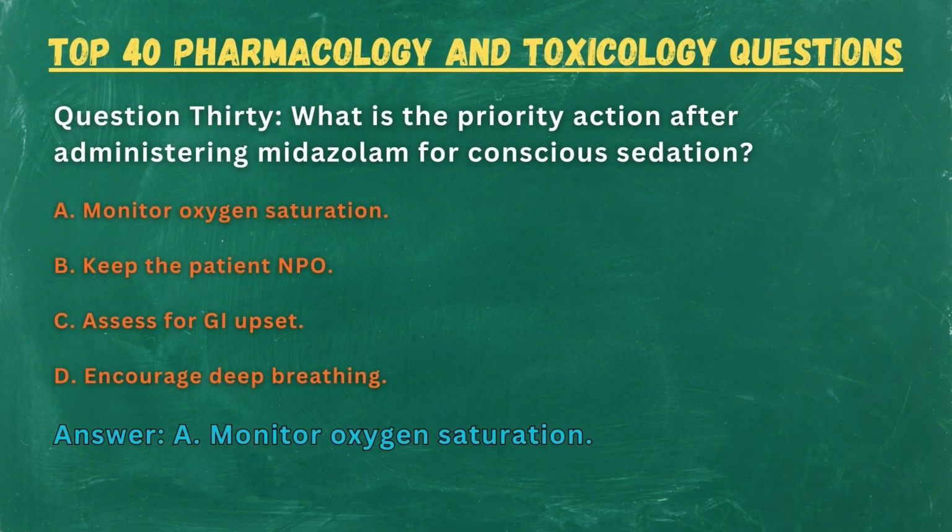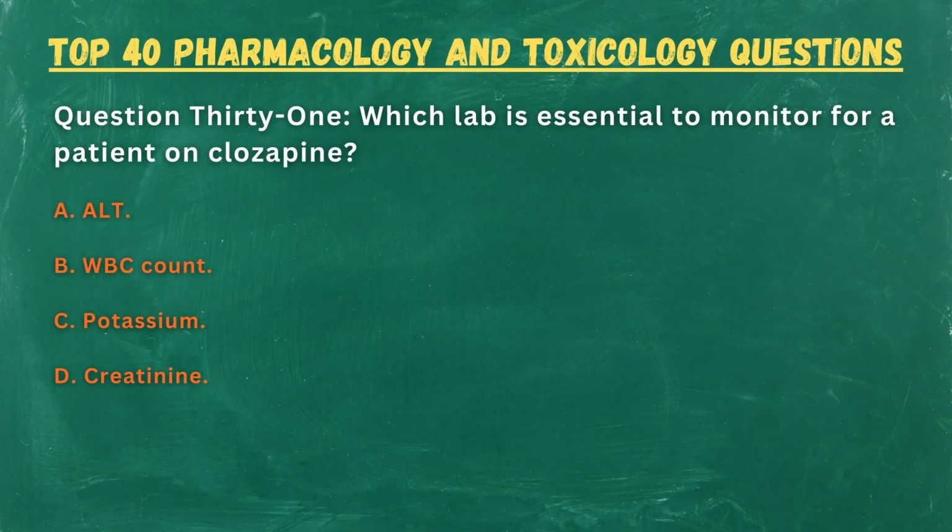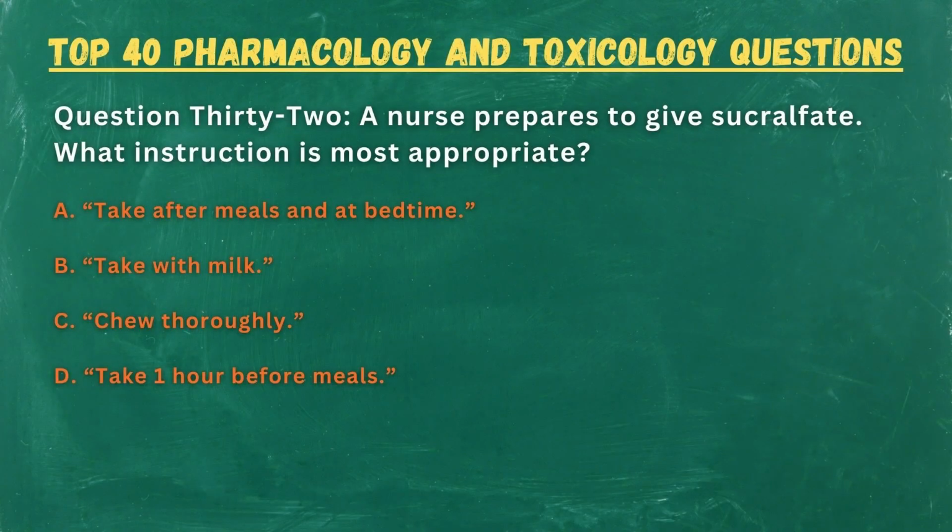Answer: A. Monitor oxygen saturation. Question 31. Which lab is essential to monitor for a patient on clozapine? A. ALT. B. WBC count. C. Potassium. D. Creatinine.